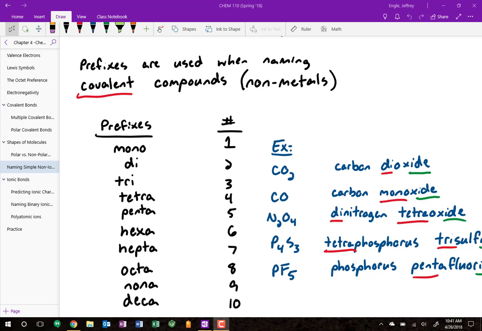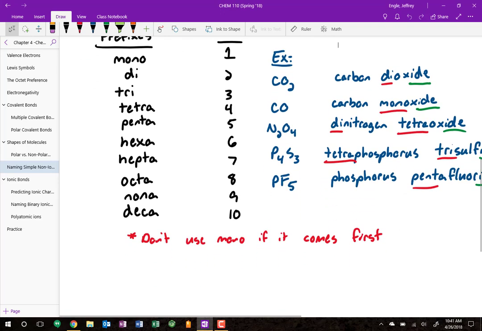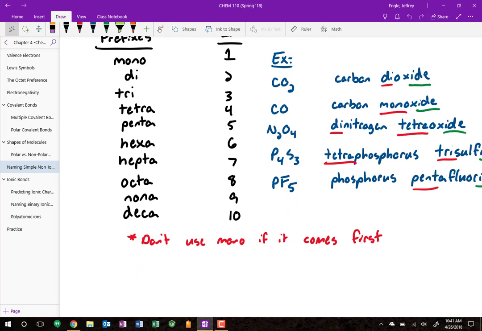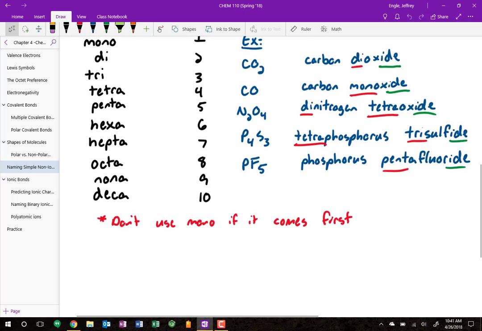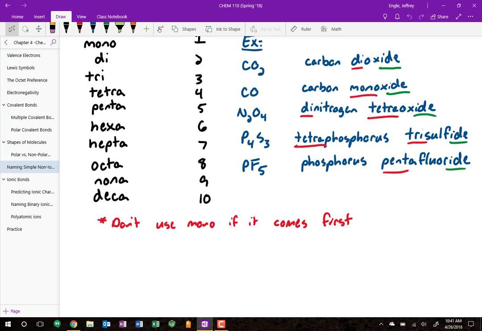All right, so yesterday we started out talking about naming simple covalent compounds that contain only two different types of elements. And we said whenever you do this, you have to use prefixes, right? So the mono, di, tri, tetra, and so on. The main things you have to be aware of is you don't use mono if it comes first, and you use tetra instead of quad. So just pay attention to that. And then in addition, you need that IDE suffix. So these are pretty straightforward, simple to follow.